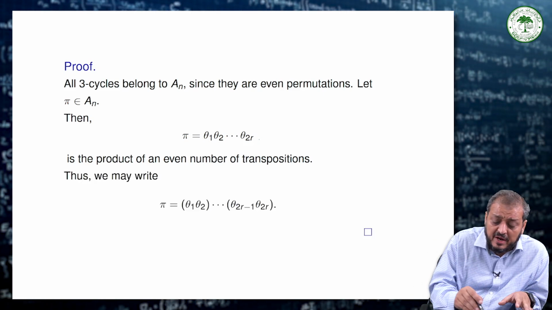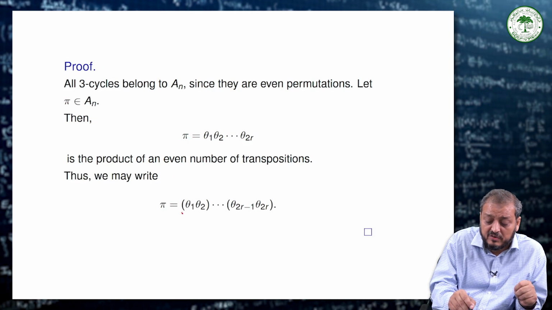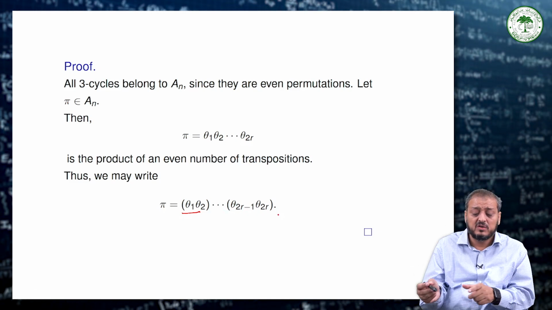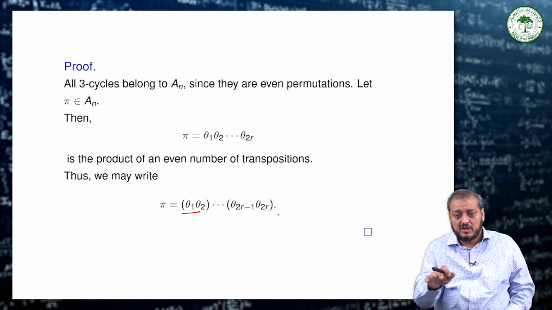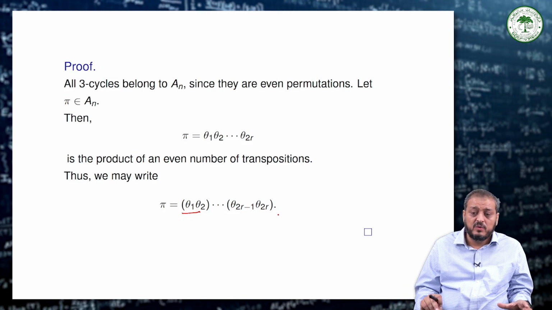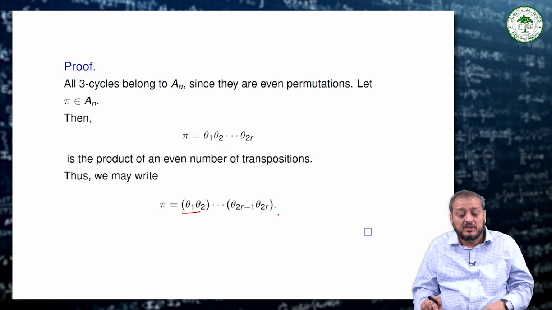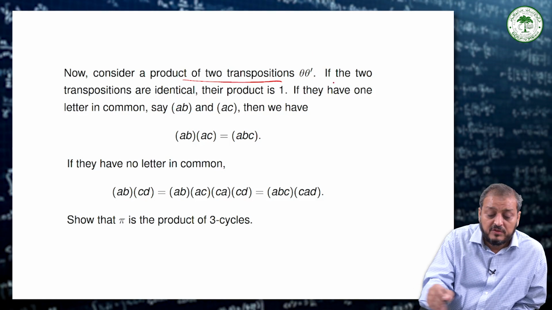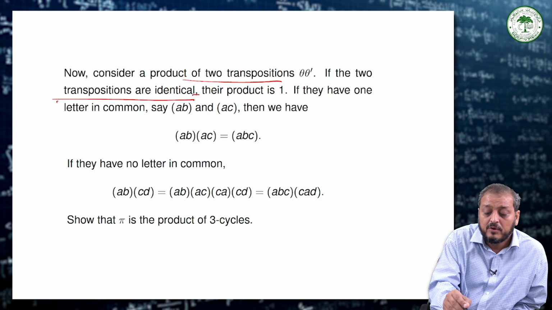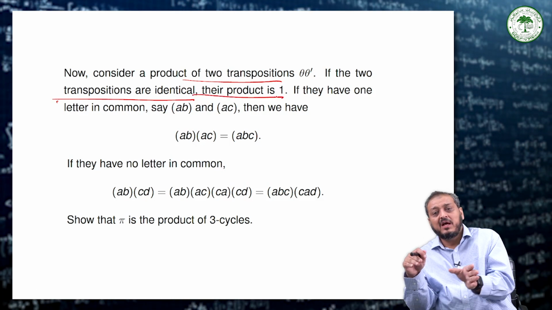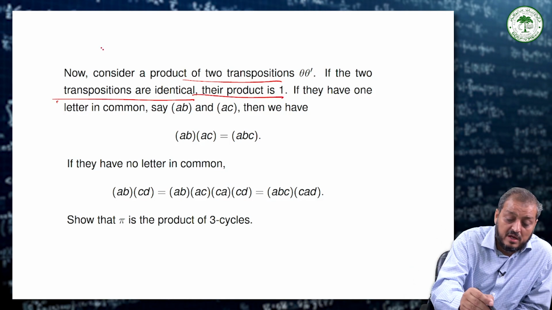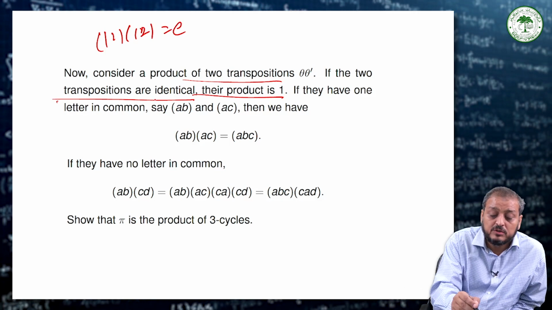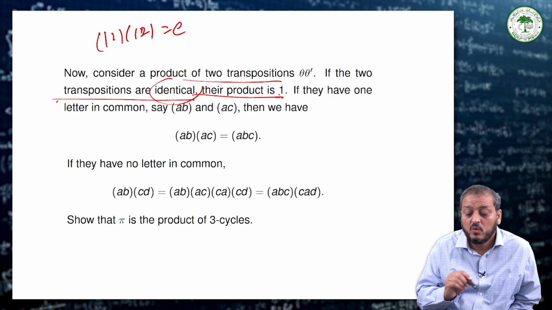Thus we may write pi in the form theta 1 theta 2, then theta 2r minus 1 up to theta 2r, pairing the transpositions in this way. Now consider the product of 2 transpositions theta and theta prime. If the 2 transpositions are identical, then the product is 1. If we have (1 2) and (1 2), then it is clearly equal to the identity.